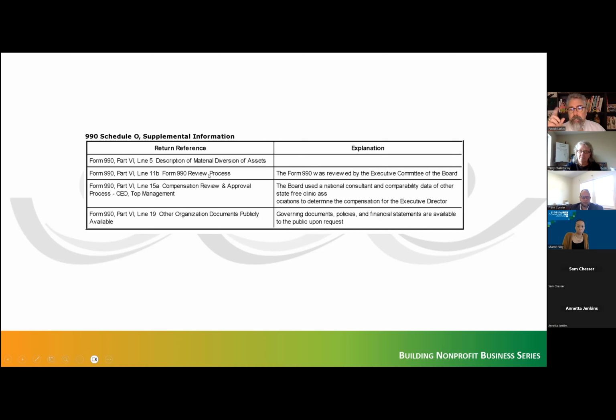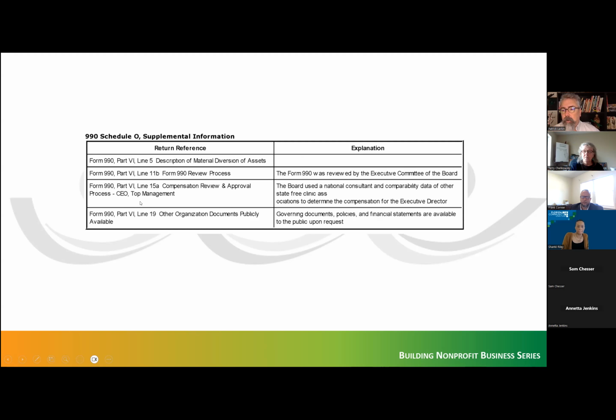As part of Schedule O, you also need to describe whether or not the governing body reviewed the 990. Well, you want to say yes. And if you say no, that's problematic. So you answer yes, and then you have to describe how they reviewed it. It simply says that it was reviewed by the executive committee and the board in that case.